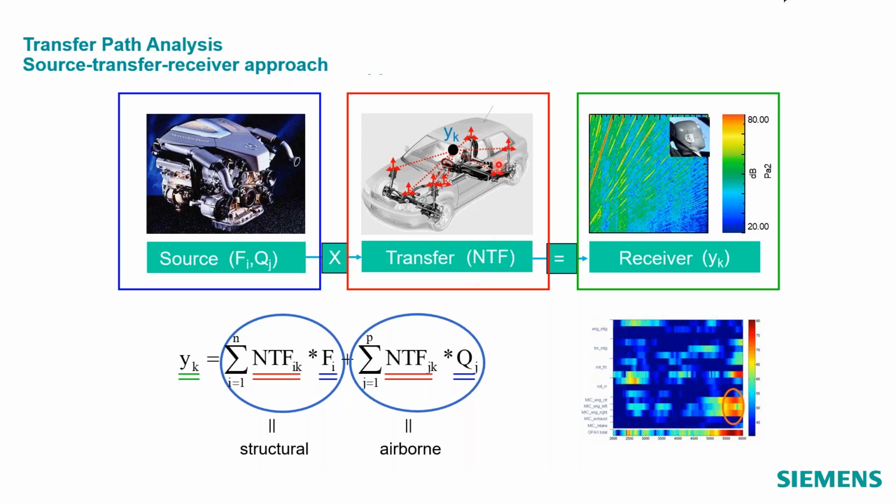And the receivers in an automotive might be microphones inside a car at the passenger left and right ear. It could be an interaction point like a steering wheel or a seat track, or a gear shifter wobbling around or a mirror wobbling around, for example. And we're going to study those transfer functions.